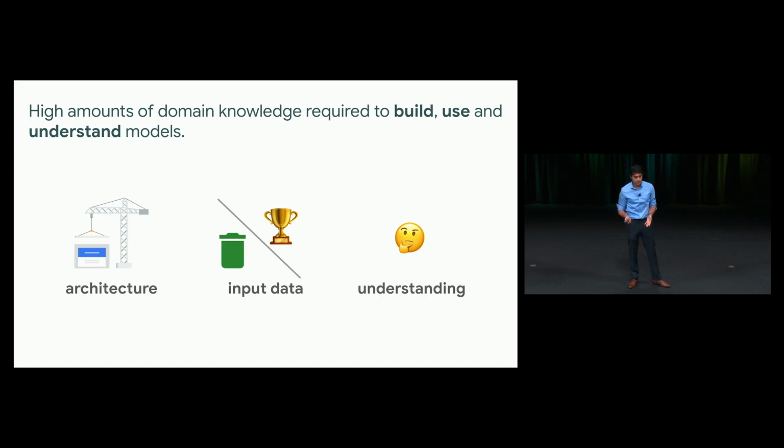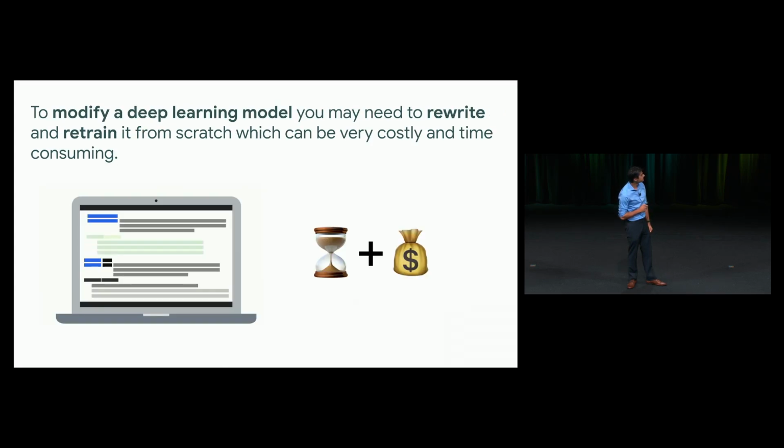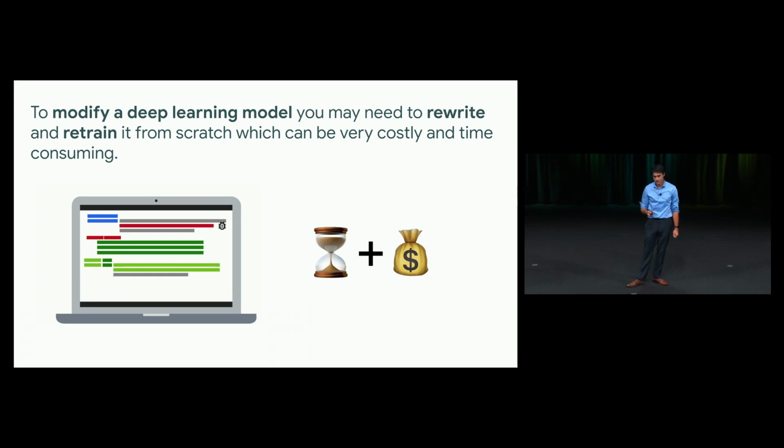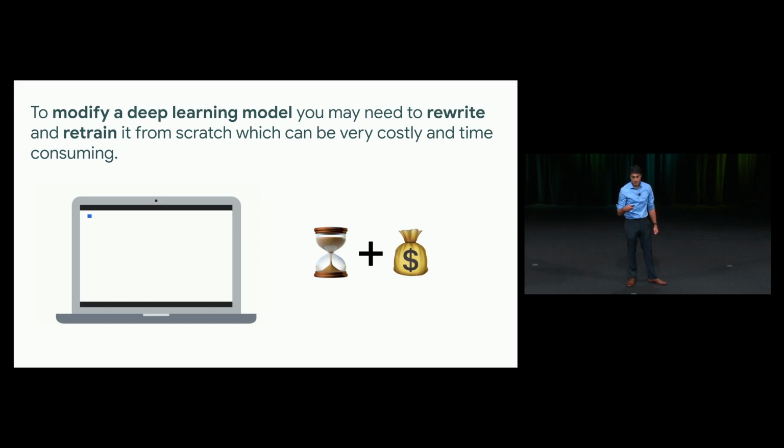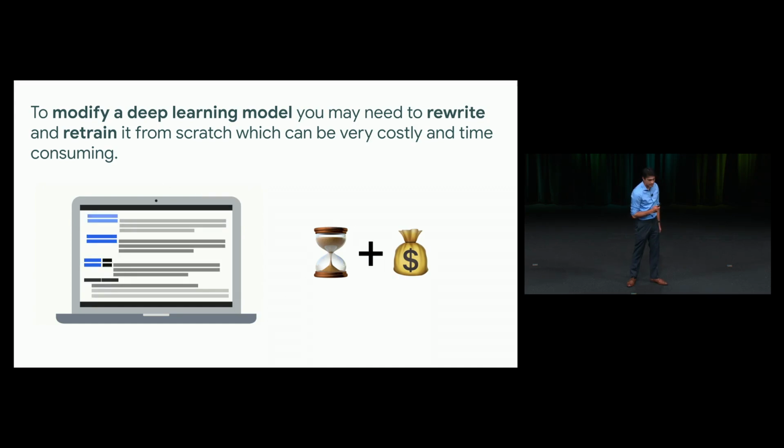And then the last part is understanding. Even if you train it and everything, it's hard to know what's happening on the internals, like why this node is firing. It's a challenge. The other part is that it's very expensive and takes a lot of time to fix some of these problems. You might need to rewrite or retrain your entire model. You might need to extract all the data all over again. So that's a gotcha for deep learning.